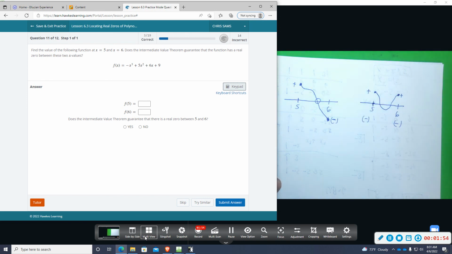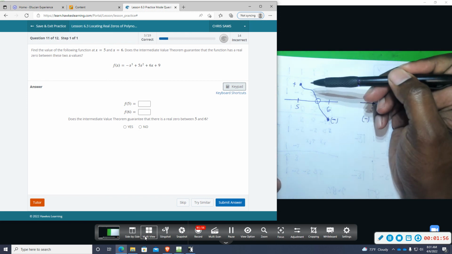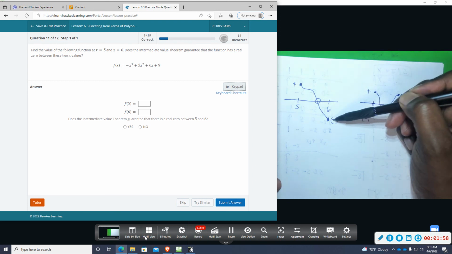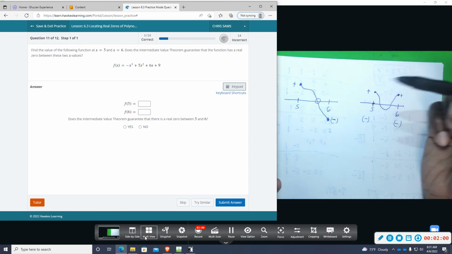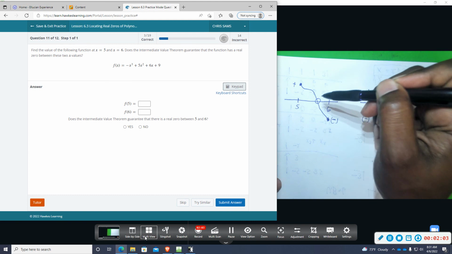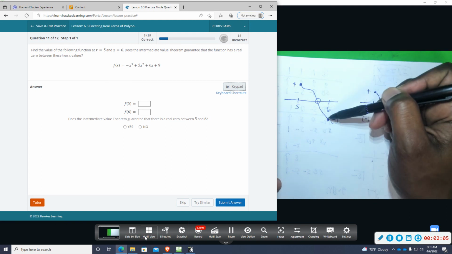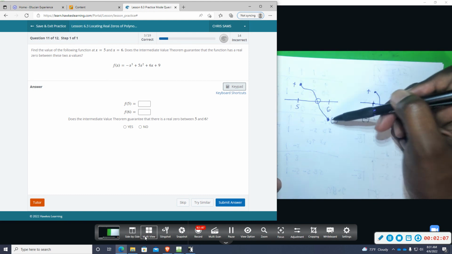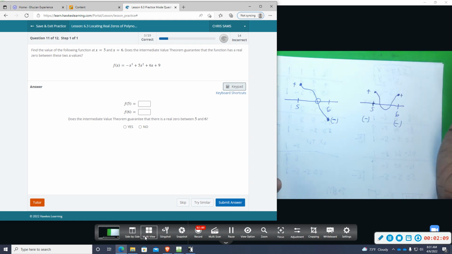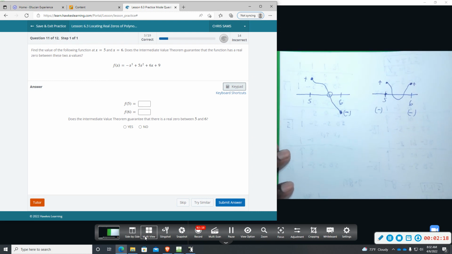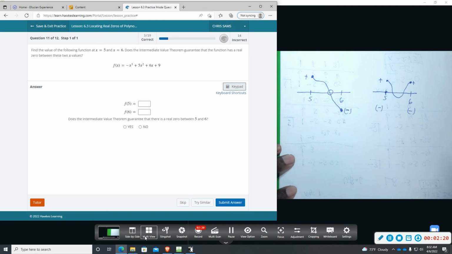So this theorem is looking for different signs on whatever values you use. If the signs are different, you know 100% that there's a 0 between there because you went from positive to negative or vice versa, negative to positive. If the signs are the same, both positive or both negative, then intermediate value theorem is inconclusive, like you don't know.